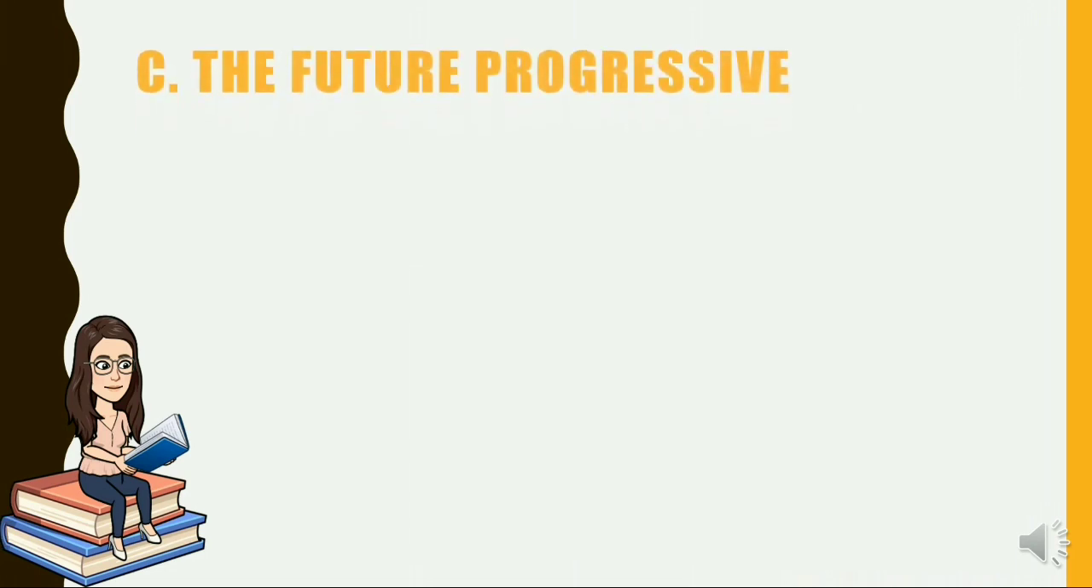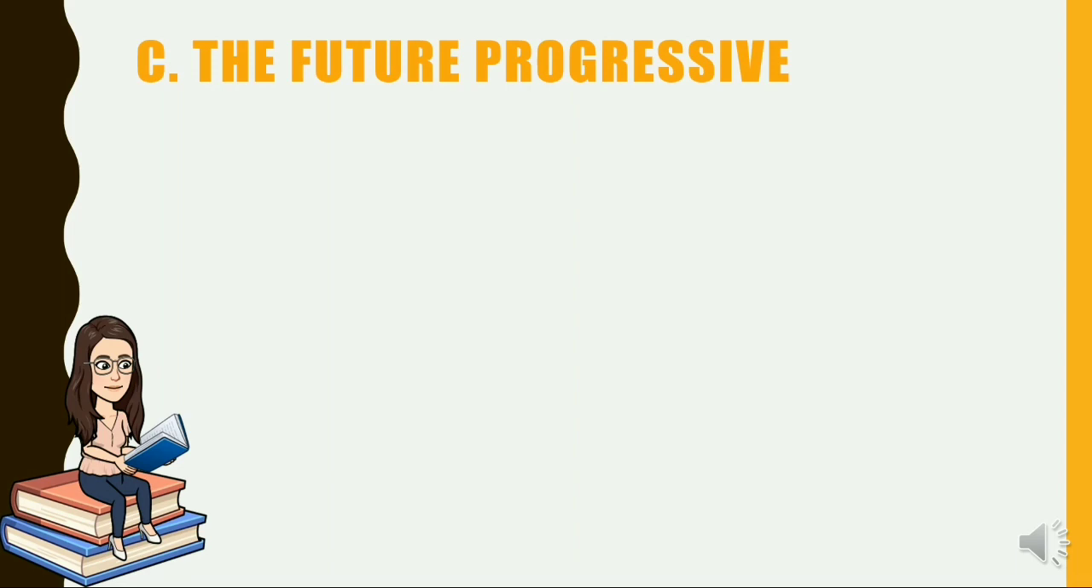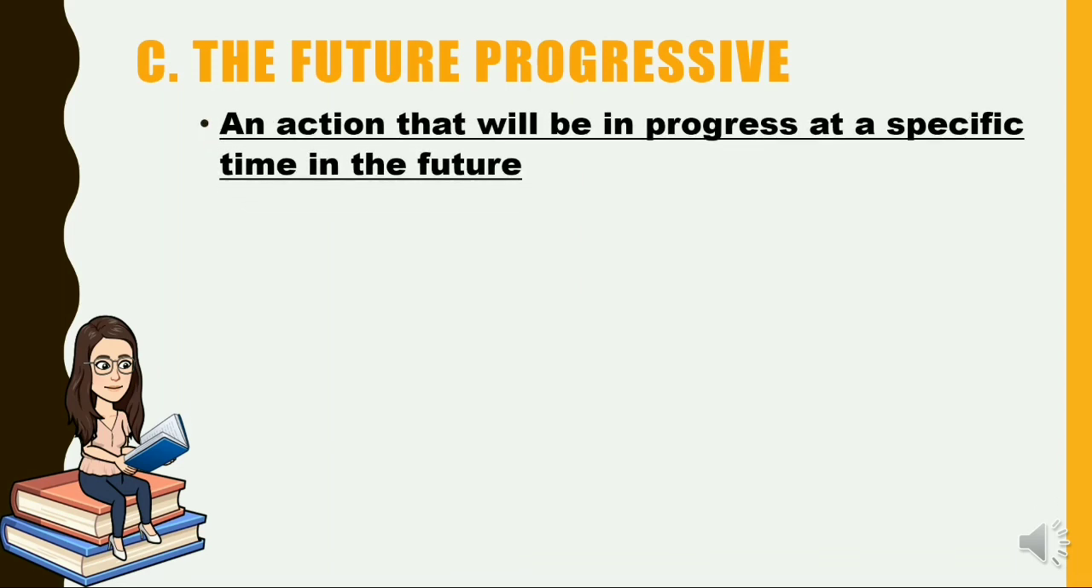The last one is the future progressive. Future progressive is an action that will be in progress at a specific time in the future. Your keyword is the word future.